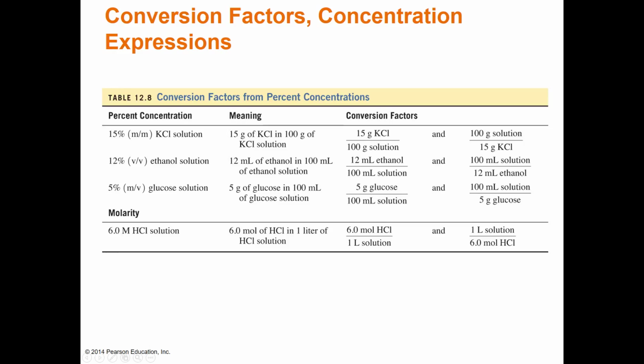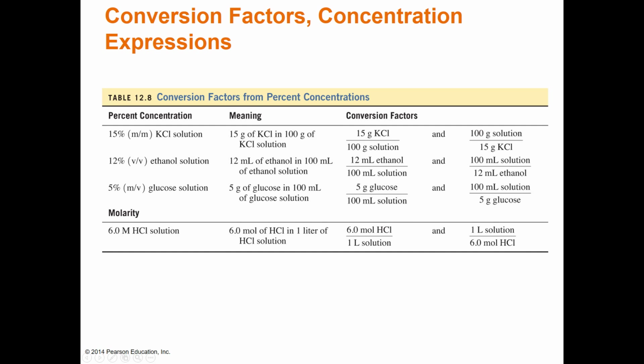A 12% ethanol solution would be 12 milliliters of ethanol in 100 ml of ethanol solution. 12 milliliters of ethanol goes at the top, 100 ml solution goes at the bottom. A 5% mass over volume glucose solution would be 5 grams of glucose in 100 ml of glucose solution. And that conversion factor can also be flipped. 6 moles of HCl, hydrochloric acid, in 1 liter of solution is also a conversion factor. So any of this information can become a conversion factor.